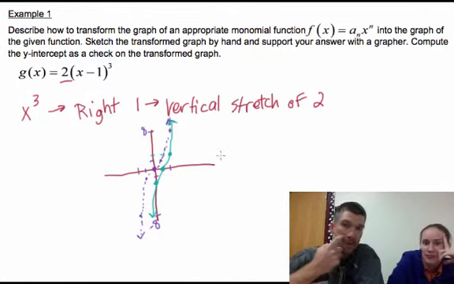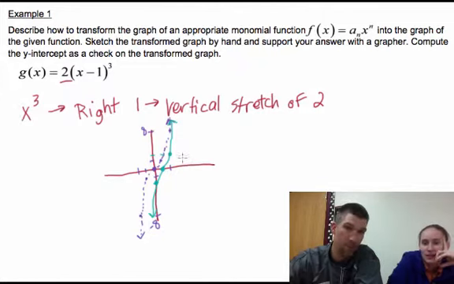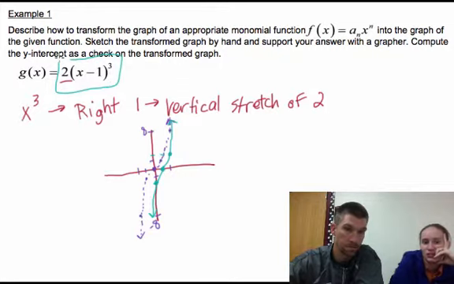So now we want to support with a grapher, which we will let you do at home on your own. You'll just plug this in and see how close you got on your sketch. It should look very similar.